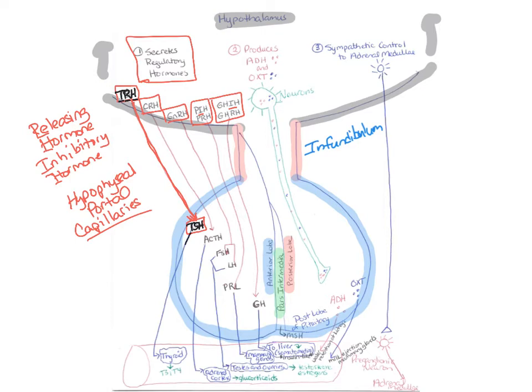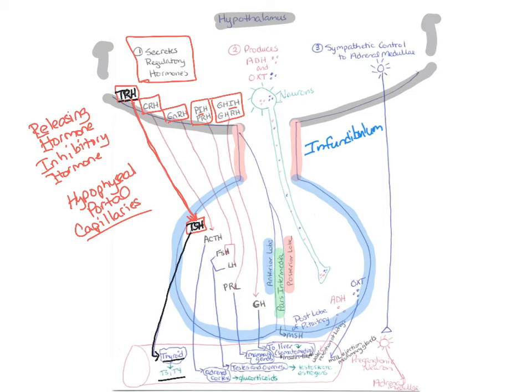TSH gets released from the anterior lobe of the pituitary and it gets into the bloodstream. Now, this is your general circulation, and TSH will go all the way to the thyroid, and it'll bind to the thyroid and cause the thyroid to release T3 and T4. T4 is thyroxine. We're going to learn in our next video what the thyroid hormones actually do.